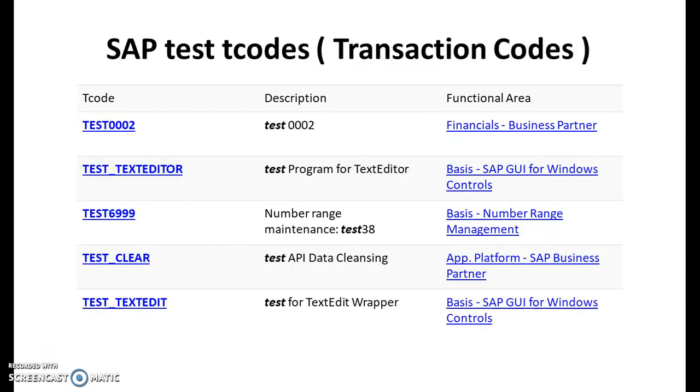Okay, so SAP test transaction codes. The T codes are like TST 0002, which is actually for financials related to business partners. Test underscore text editor is the test program for text editor. Test 6999 is for number range maintenance. Test underscore clear is for any application programming interface data cleansing. And test underscore text edit is for test for text edit wrapper.